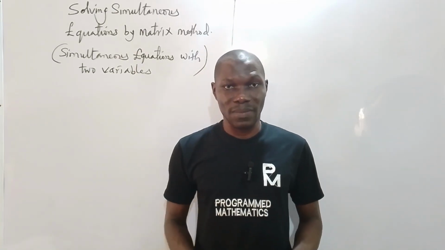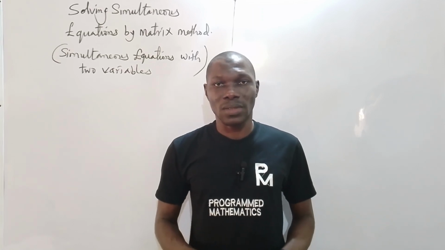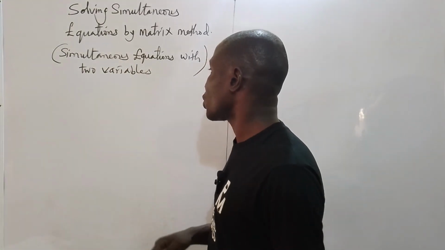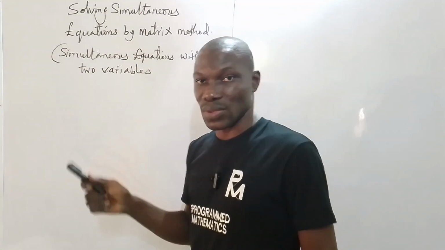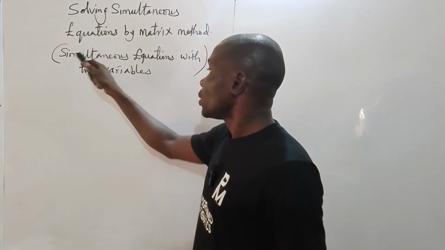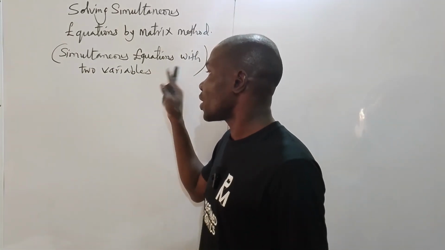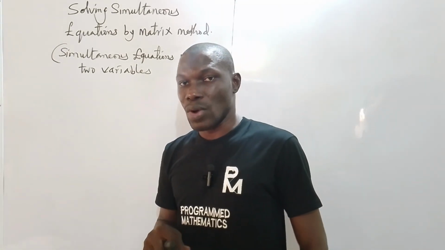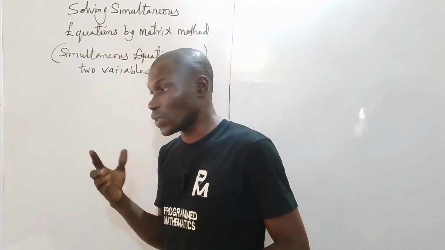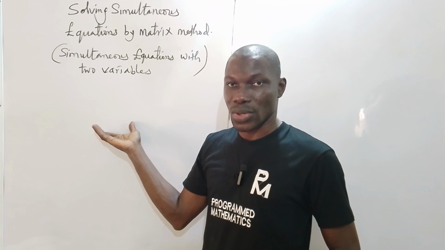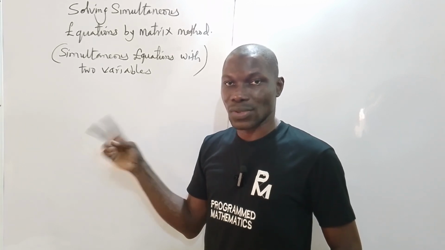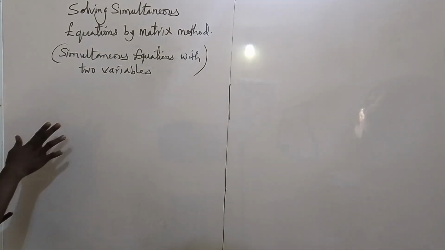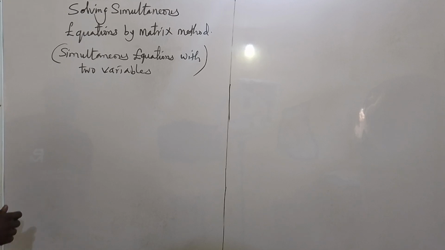This is Programmed Mathematics. I am Moses Oluwasegun Alex, and in this video I'll be explaining how to solve simultaneous equations using the matrix method. In this video I'll be explaining simultaneous equations with two variables. When we say simultaneous equations with two variables, we simply mean there are two linear equations, and each one has two variables. So how do we solve simultaneous equations using this matrix method?